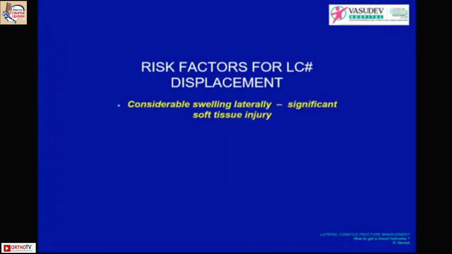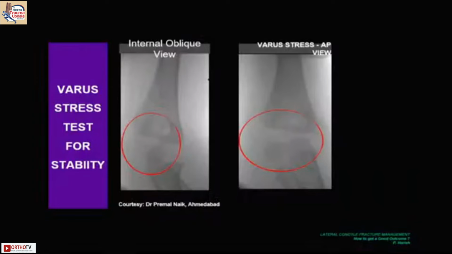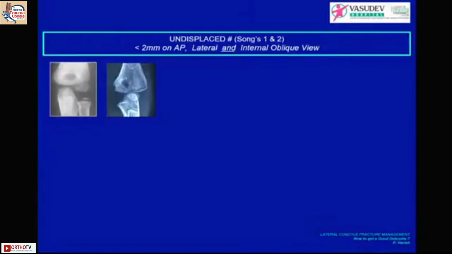The risk factors are significant soft tissue swelling present initially, which signifies a lot of soft tissue injury, then a gap at the fracture site laterally, then a fracture line through the epiphysis, that is type 1 Milch, and high initial displacement. Intraoperatively you can get a varus stress view and test the stability. We did this in the morning and found that the fracture was unstable with varus stress.